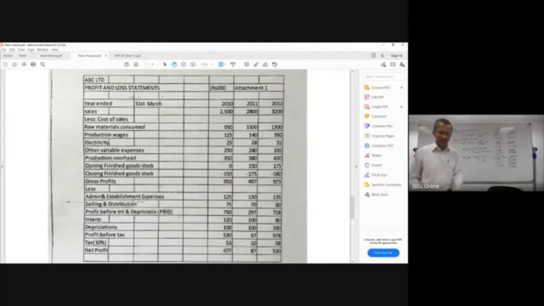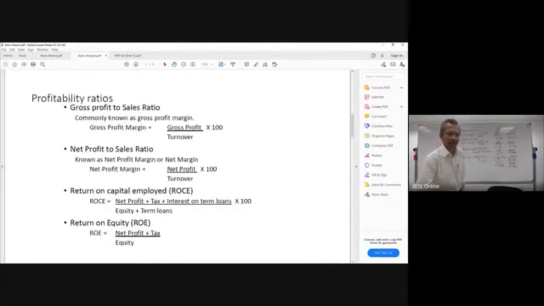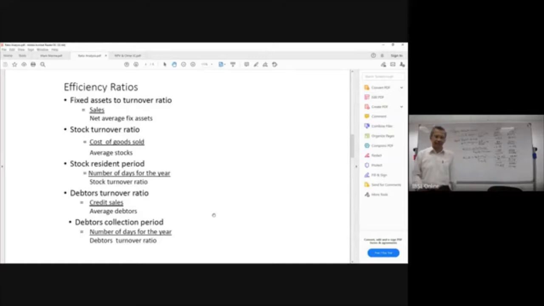Any questions on these ratios? Okay. So shall we go to the efficiency ratios? Have you taken a printout of this presentation? Then you will know what ratios we are looking at. Now we looked at profitability ratios. We looked at these 4 ratios: gross profit to sales, net profit to sales, return on capital employed, and return on equity. Now we are going to efficiency ratios, how efficient the company is.